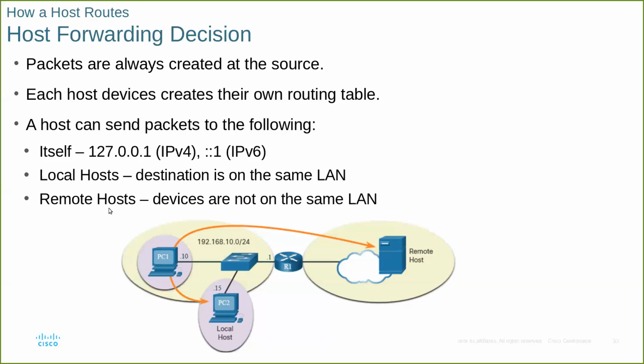What is a remote host? A remote host is a device that is in a different local area network. An example here is when PC1 sends packets to itself, it is sending to 127.0.0.1, or it can send to another host in the same local area network. PC1 and PC2 are in the same local area network. The third one is that PC1 can send to a remote network.